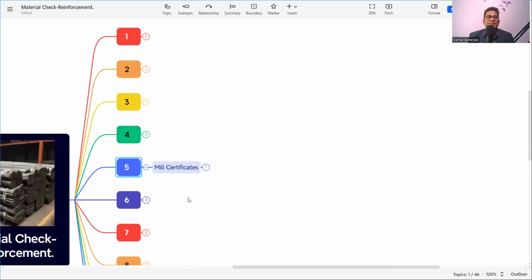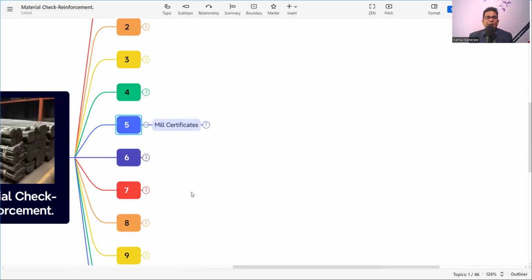Then comes the mill certificate. What is a mill certificate? Every company, whenever they produce steel rebar, has its own quality control team and a laboratory. From that laboratory, they test the steel and give the certificate. We call it the mill test certificate or the MTC. And this MTC always comes along with the delivery.